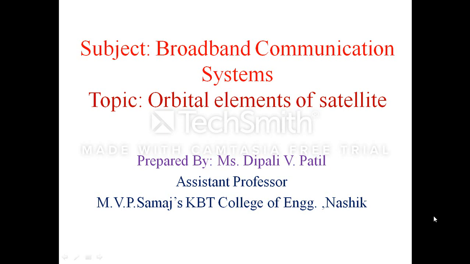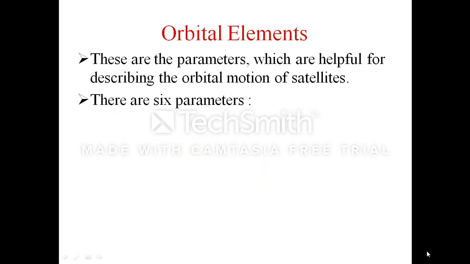Hello friends, today we will see about the orbital elements of the satellite. What is meant by orbital elements? These are nothing but the parameters which are helpful for describing the orbital motion of satellites. So there are 6 parameters.